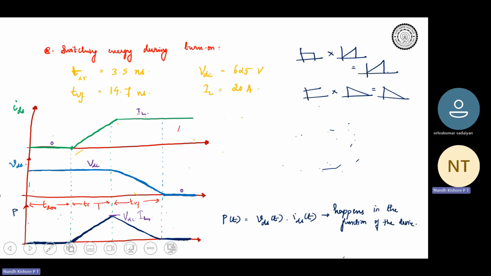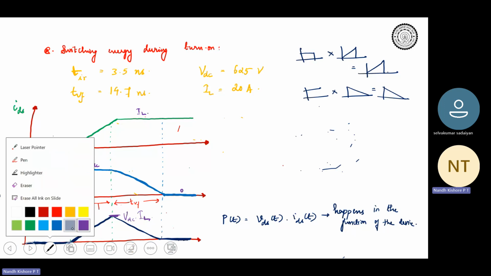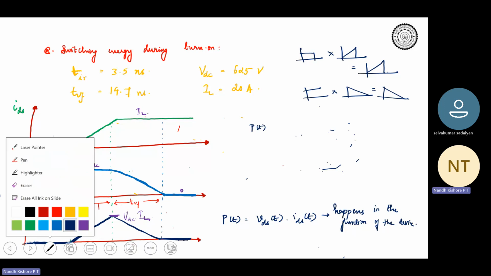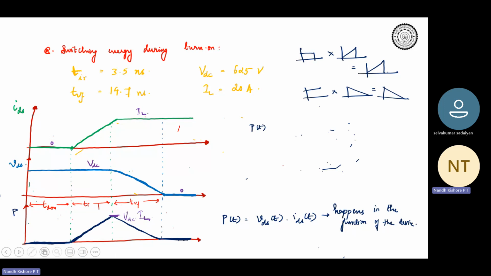You know the interval, you know the peak value. So this is nothing but a triangle, right? You know half into base into height. Just compute this, you will get the power loss, right? So your P of T, okay, so your power is this.